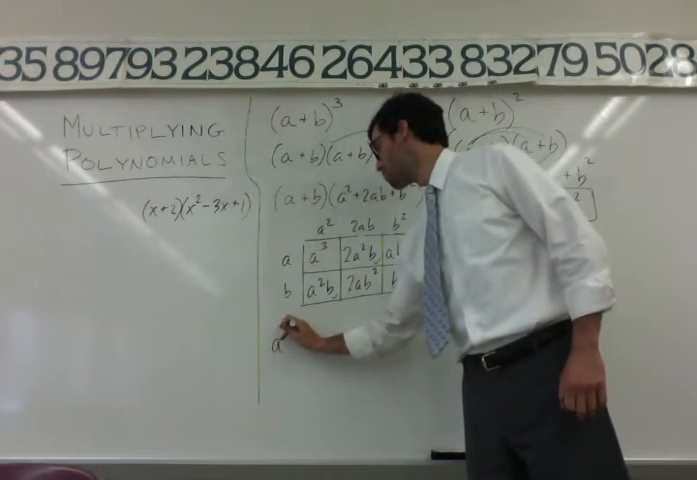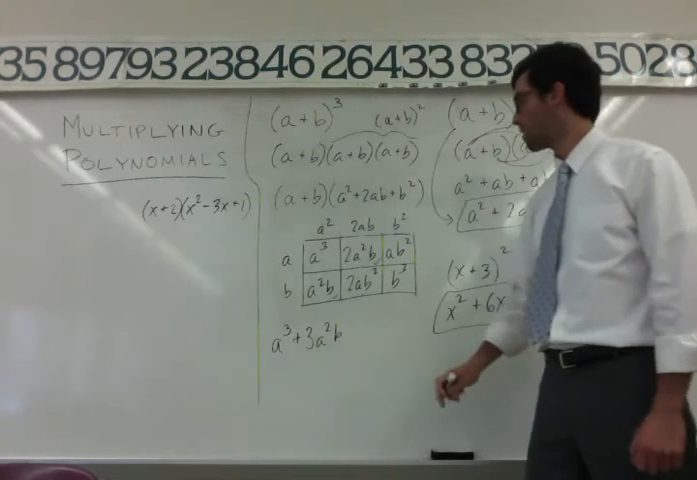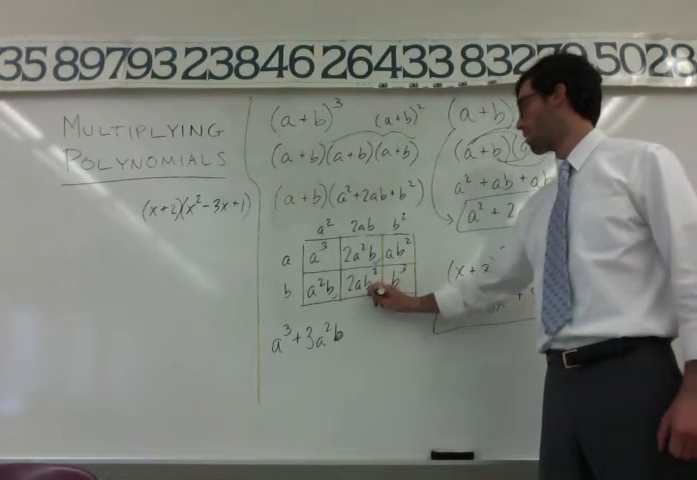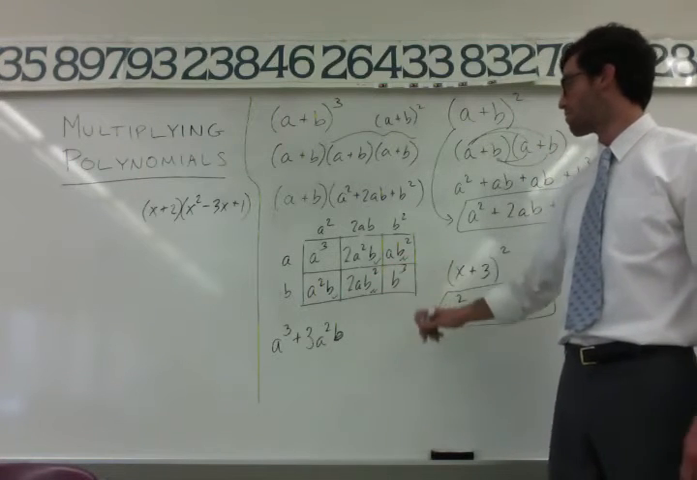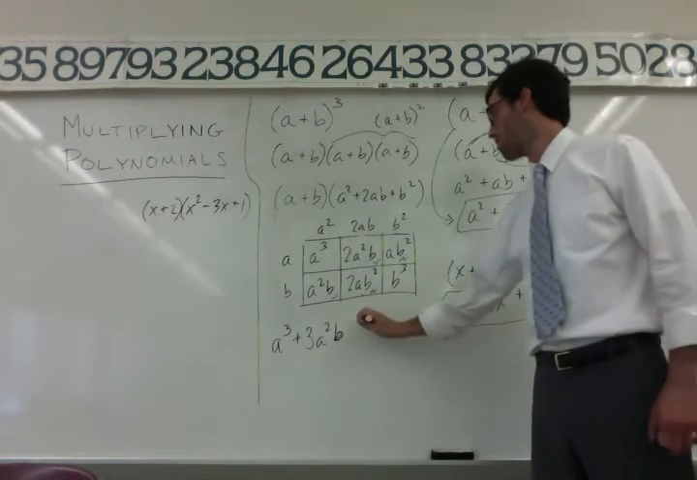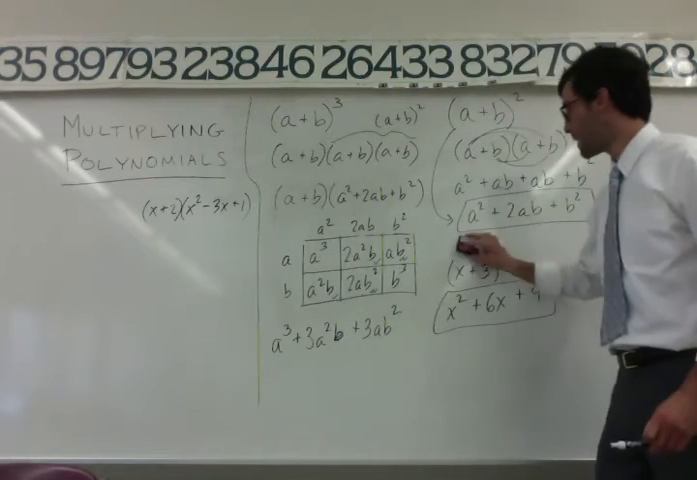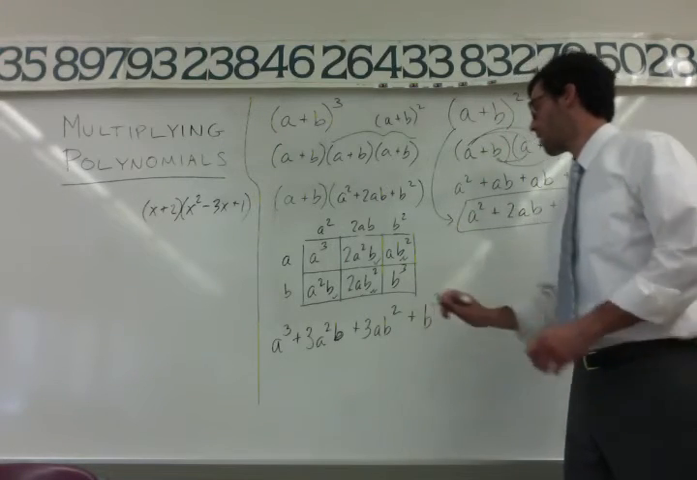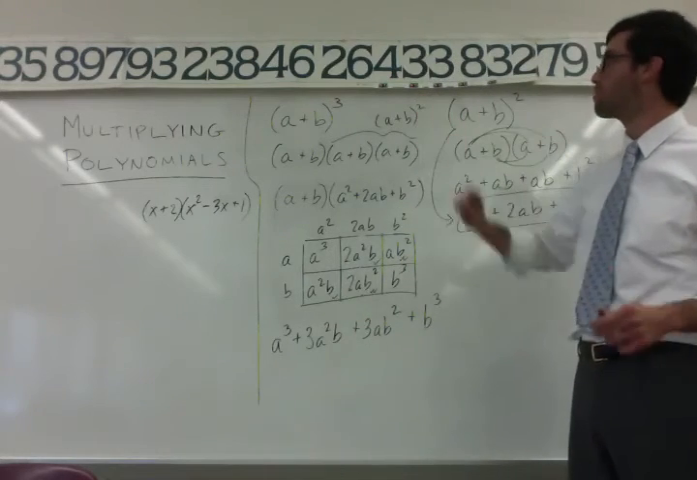So we have the a to the third to start. Then we have our 3a squared b. And then we have 2ab squared and 1ab squared. Do a little double check there. These are like terms. So we have 2 and then 1 is 3ab squared. So plus 3ab squared plus b to the third. Okay, that is what a plus b to the third power is.